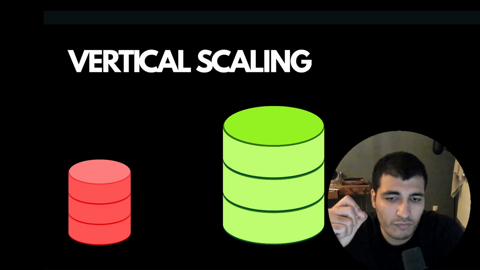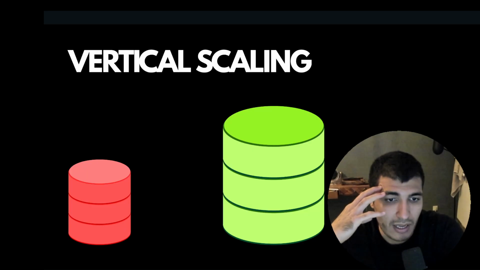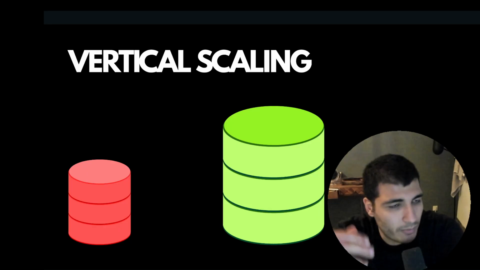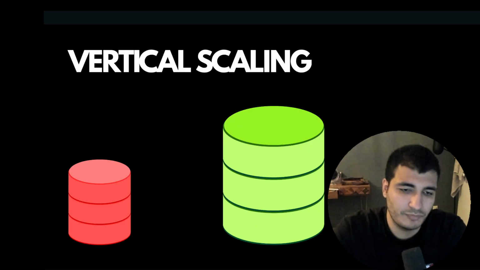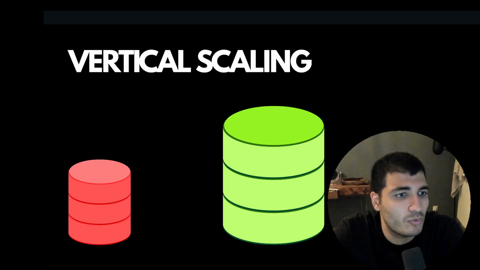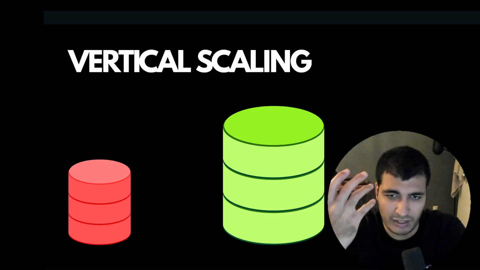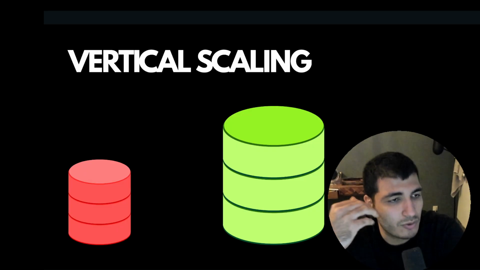The cost of these high-end machines grows exceptionally. It's huge, making it less economically viable. Also, when you want to do any upgrades, that will require some downtime, especially in on-premise environments. While simple initially, you'll eventually hit a wall and need to consider horizontal scaling.